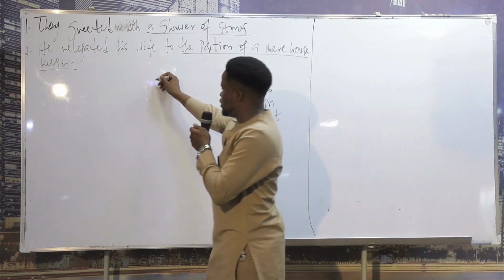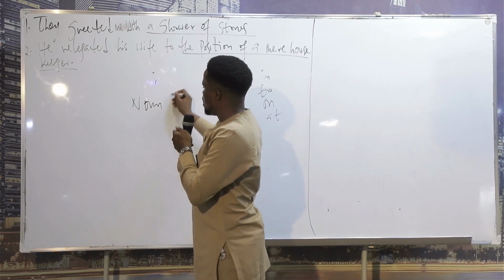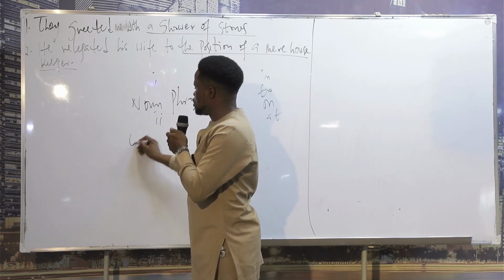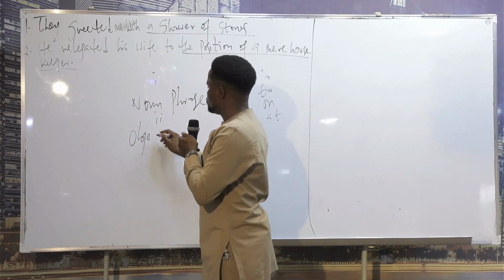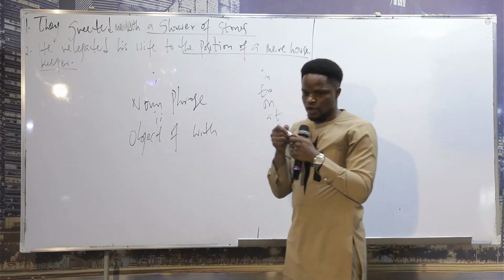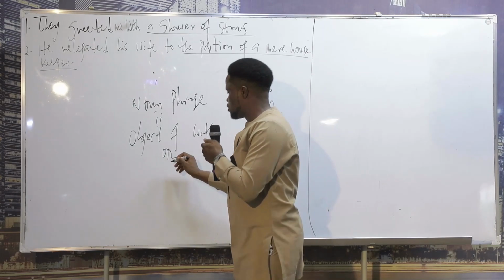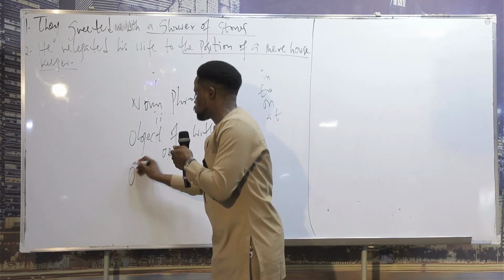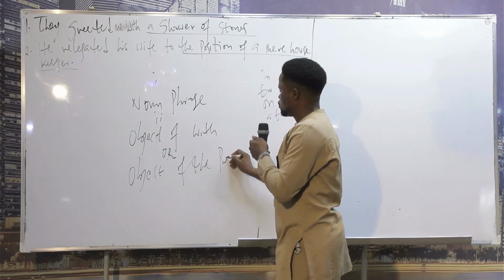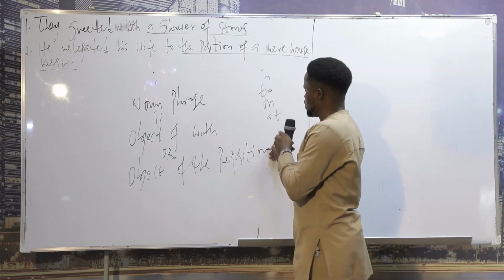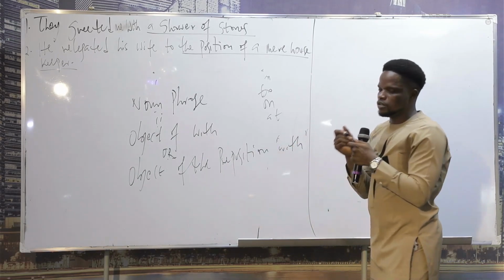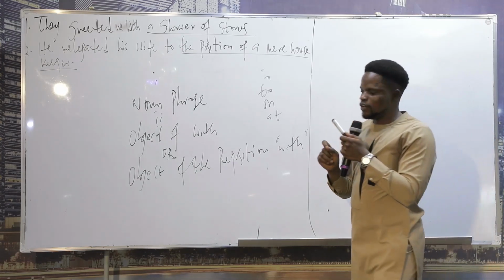Then "I", what will you write? "I" is what? It becomes what? Noun phrase. Then it becomes what? Object of "with". Object of "with". Are you with me? Or what will you write? You write object of the preposition. Which preposition? "With". Will you leave it this way? Inverted commas, what? Open and close. If not, you've lost the mark.